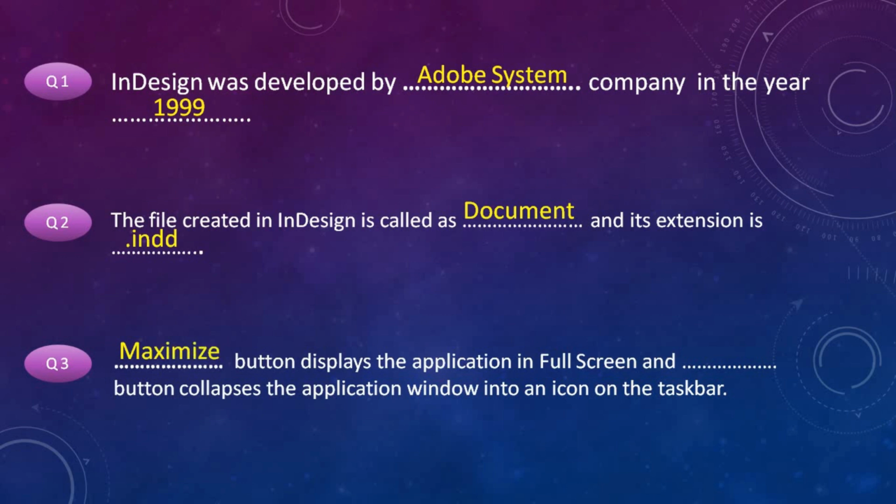Maximize button displays the application in full screen and minimize button collapses the application window into an icon on the taskbar.